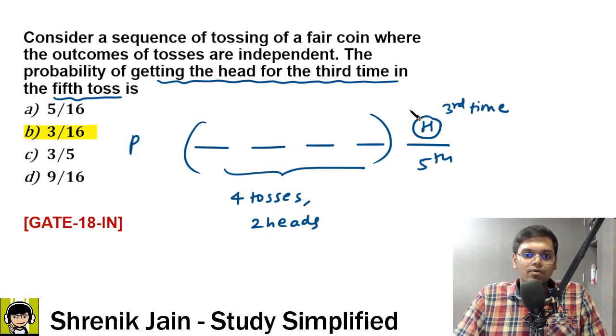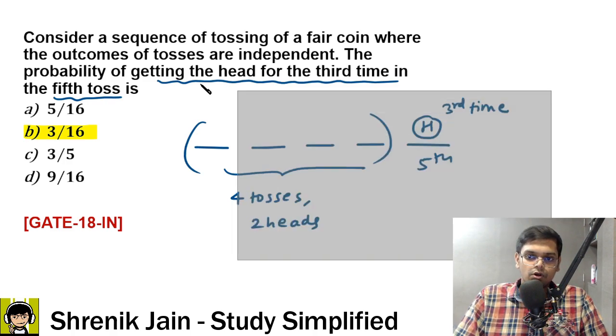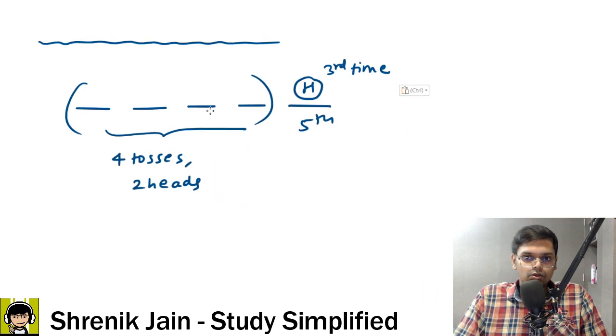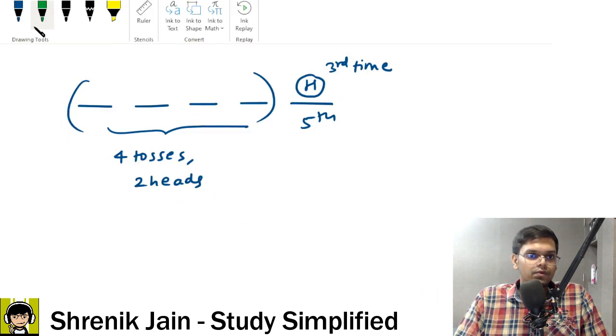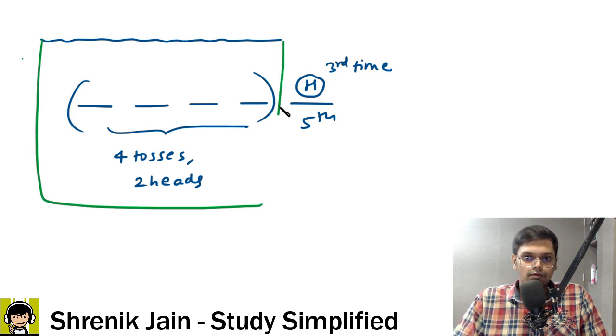But now, Sarji, I have to find probability for 2 scenarios. Yes, you have to find probability for 2 scenarios. Let me copy this to the next slide. First I will solve for this. How to solve for this?